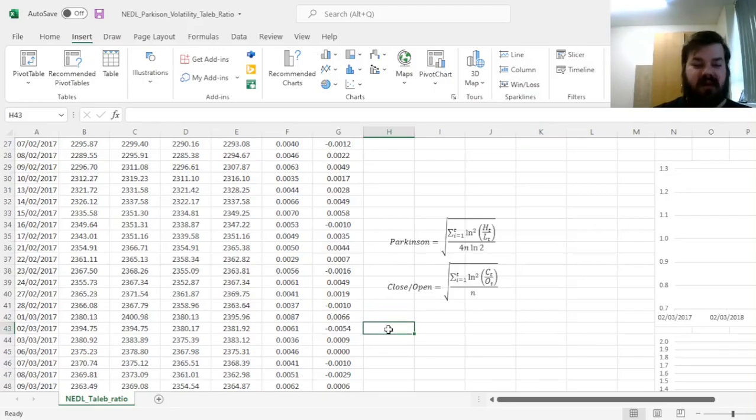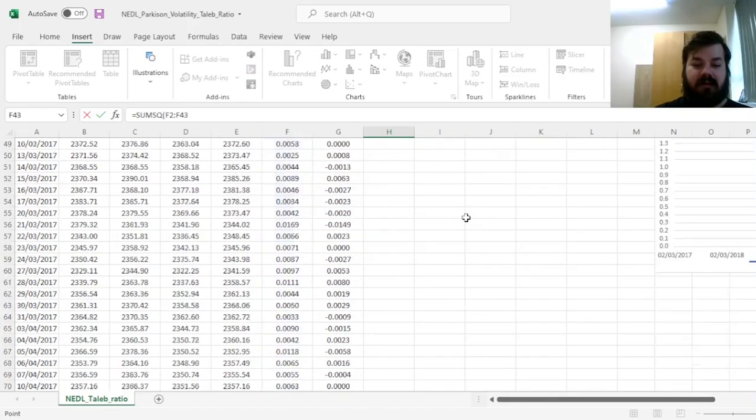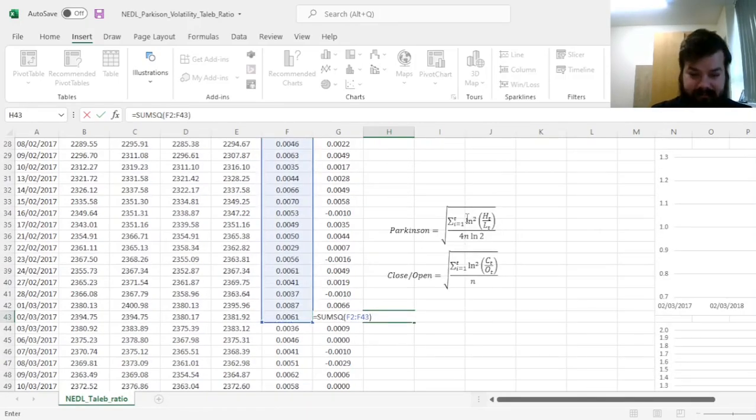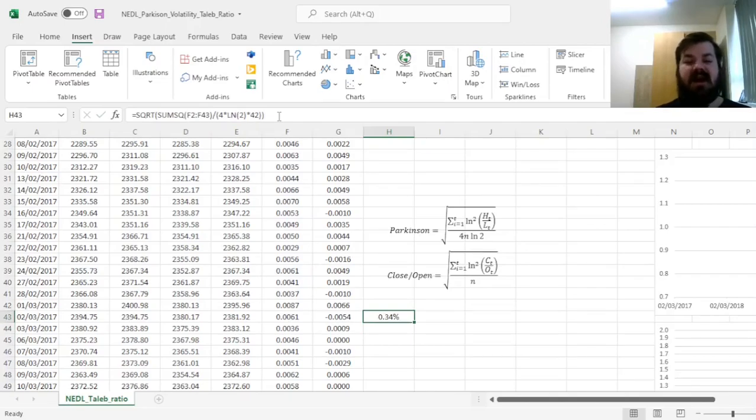So let's do the following. Let's start in row 43 and calculate Parkinson volatility and close to open volatility. So for Parkinson volatility, we introduce the sum squared of high divided by low. In the denominator, we have 4 times the natural logarithm of 2 times the length of our rolling window, which is 42, as we discussed, 2 months. And we have the square root to impose finally. And that gives us a Parkinson volatility estimator of 0.34%.